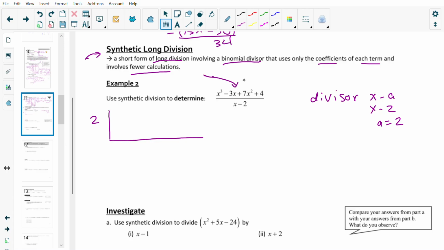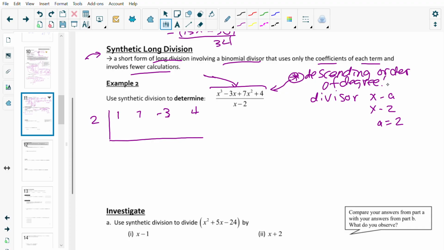Put the coefficients of your polynomial on the top row. So 1, for x cubed, just the 1. Negative 3x is negative 3. Oops, be careful, I almost made that mistake. We have to rearrange this in order. So it's plus 7x squared, just 7. Then negative 3, and then the 4. Remember, descending order of degree. Super important when you do the synthetic division.